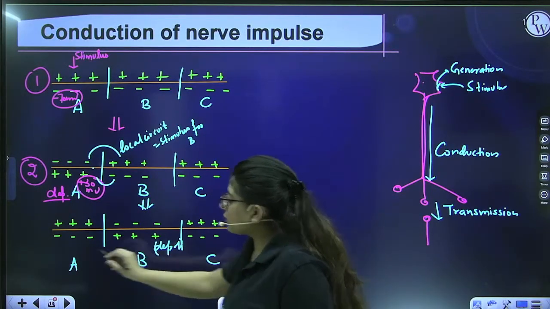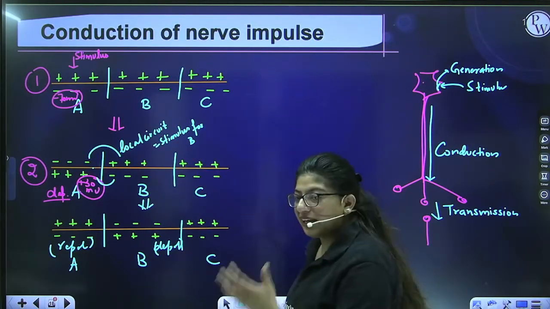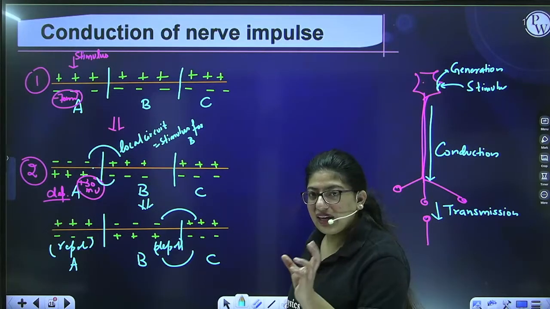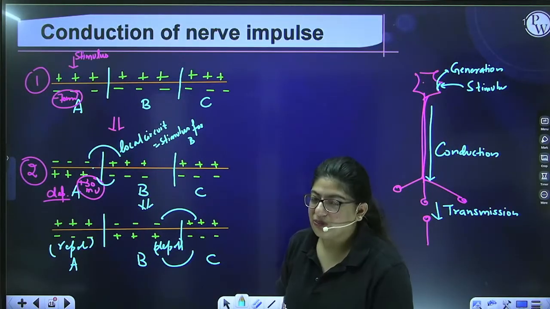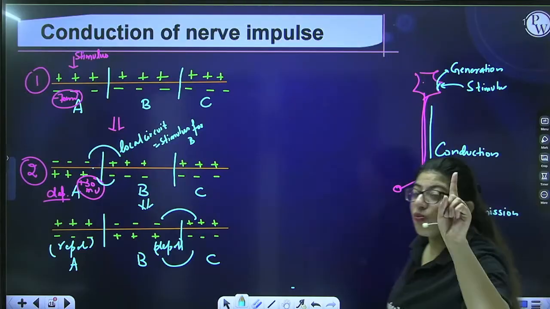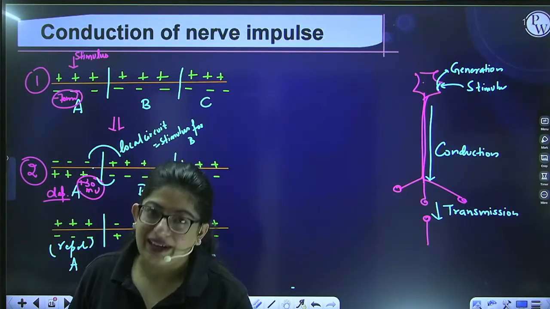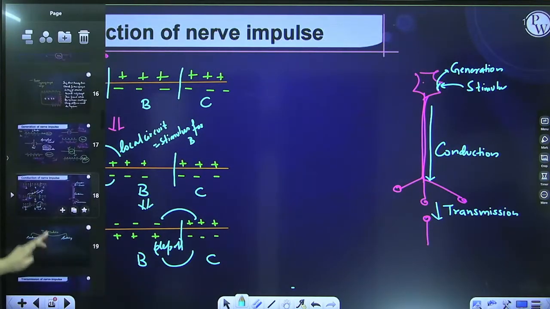And this one in the meantime is undergoing repolarization. Now again you can see there is a charge difference, right? And now that will act as a stimulus for the C segment, and now C will undergo depolarization. And this is how the nerve impulse will get conducted from one site of stimulus to the entire exolemma, right? Okay, now conduction is of two types.